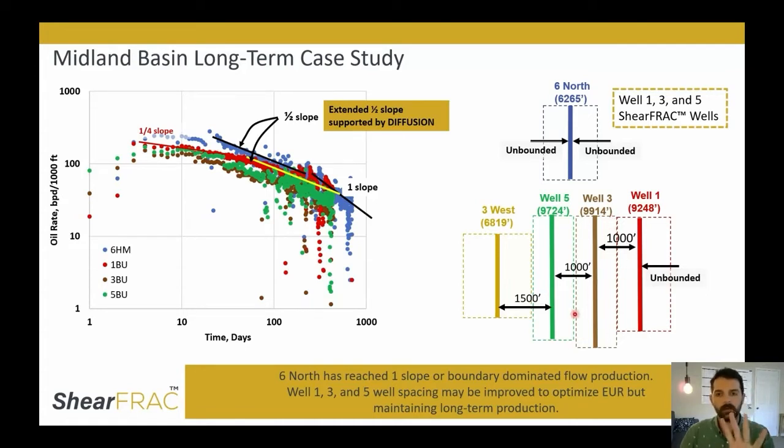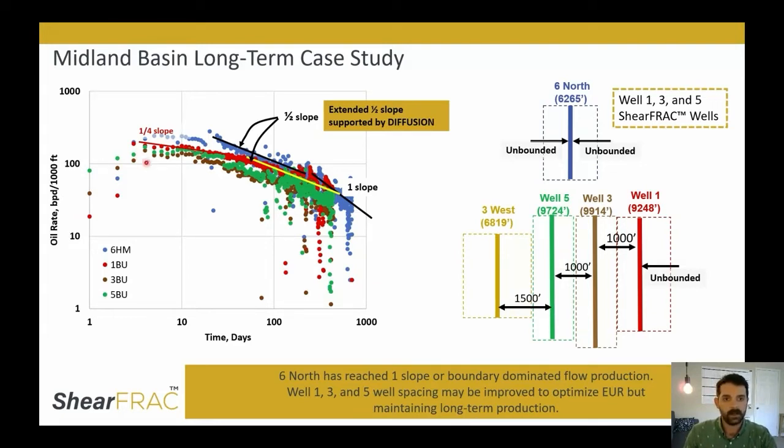Again, part of a 5-well pad with A's in between, but we're just looking at the B's here. And the well 5, you can see just offset 3 west, which was completed pre-Shear Frac. So remember, 1,500 feet away from a parent well, we've seen that it can reduce EUR by 20%.